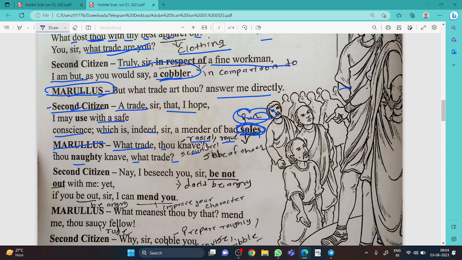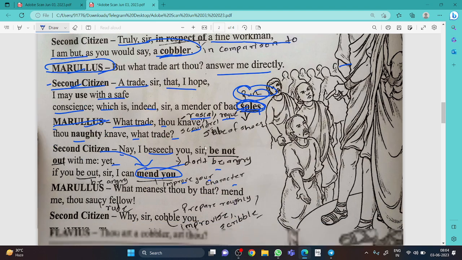Knave means rascal. Actually, it is a kind of abuse that Marullus is using. So the second citizen said, "Nay, I beseech you, sir," which means I request you, "be not out with me," which means don't be angry with me. "Yet if you be out, sir, I can mend you." Again, a pun. Actually, he's saying that I can mend you, I can improve your character. The second citizen is related to the mending of shoes. Then he says that I can not only mend the shoes, but I can also mend your character, your behavior. At first, hold yourself and behave yourself in a good way.